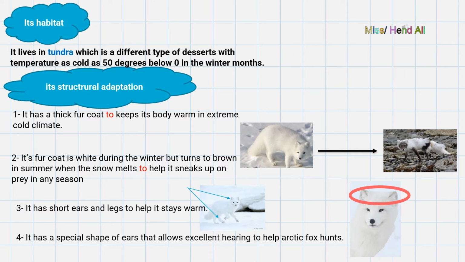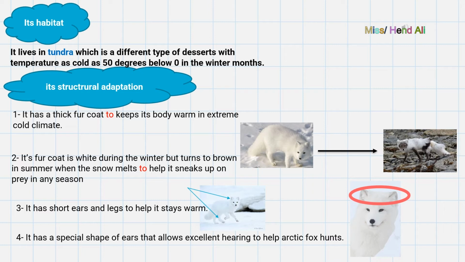Tundra is a different type of desert with temperature as cold as 50 degrees below zero in winter months. Its structural adaptation. The first structural adaptation is it has a thick fur coat to keep its body warm in extreme cold climate. The second structural adaptation is its fur coat is white during the winter but turns to brown in summer when the snow melts.